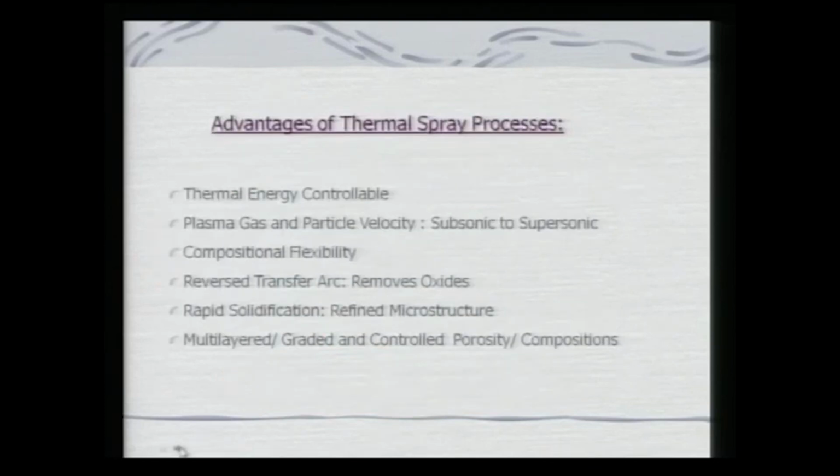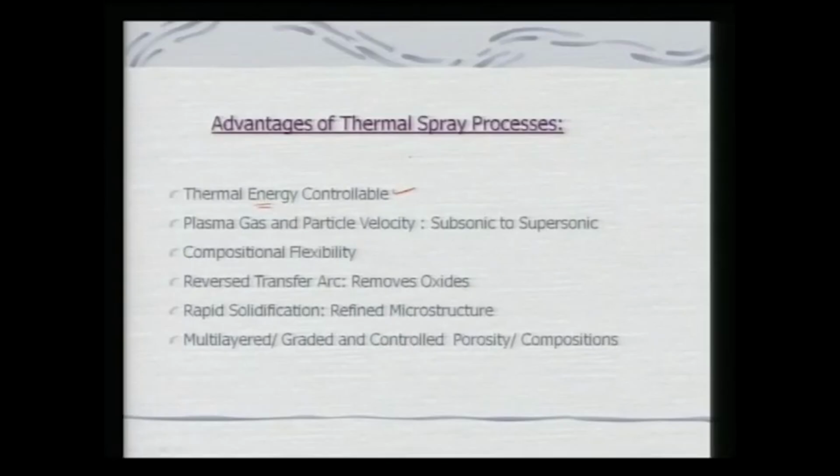The advantages of thermal spray processes include that the thermal energy can be controlled very easily, in case we can decide the kind of energy to be applied. For melting aluminum I might require very low energy, whereas for melting aluminum oxide I might require very high energy. So, I can control the energy input, and the thermal energy can be controlled in the thermal spray process.